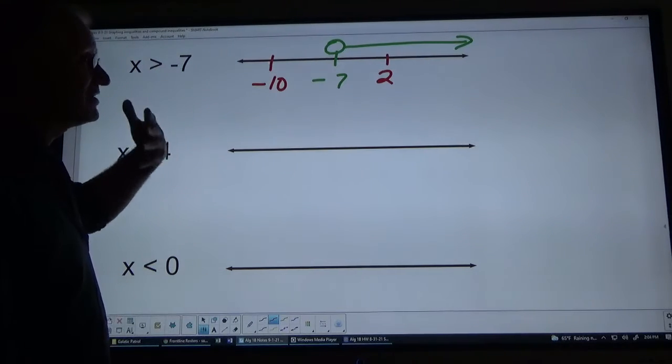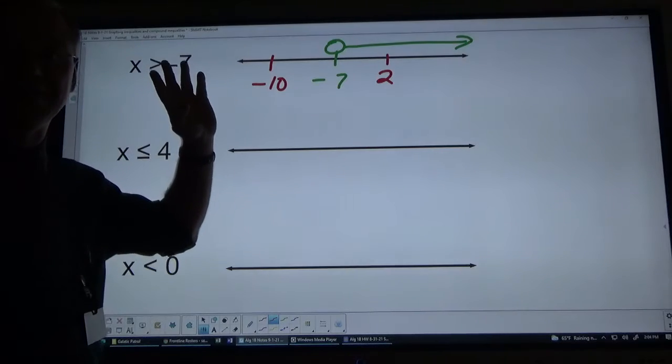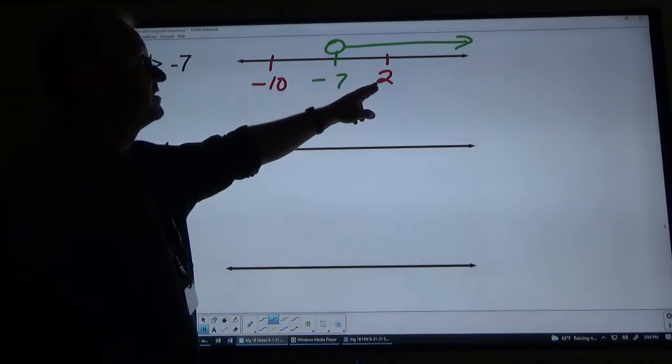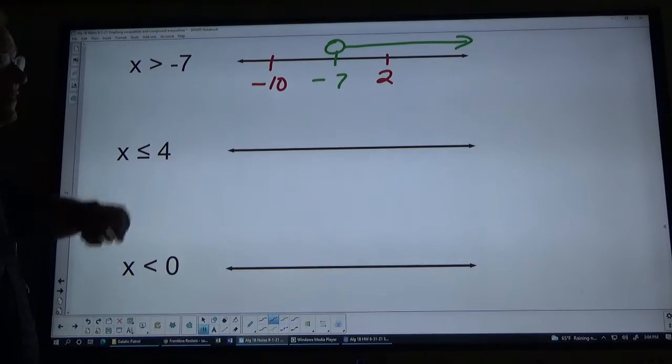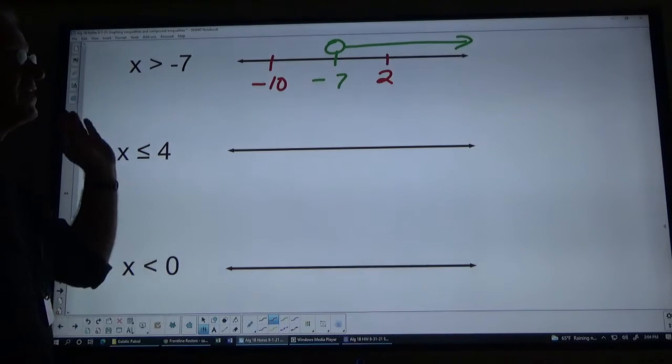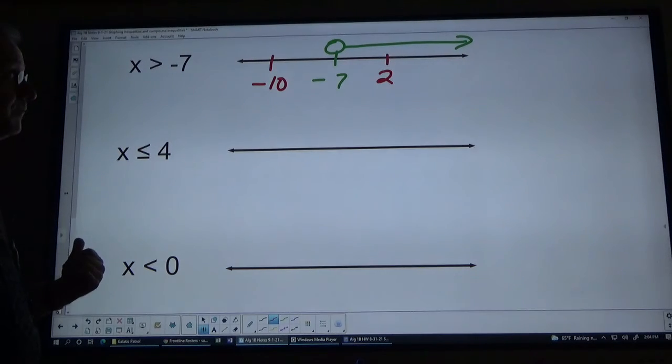Secondly, if you're not sure which it is and the variable's not on the left-hand side, you can always take the number and plug it in for the variable. Is 2 greater than -7? If the answer is yes, it goes in that direction. If it's no, it should be going in the other direction.